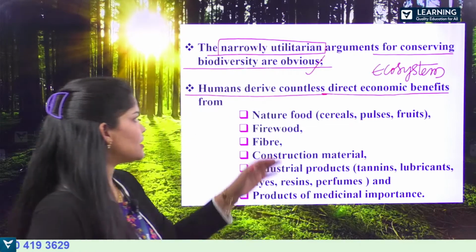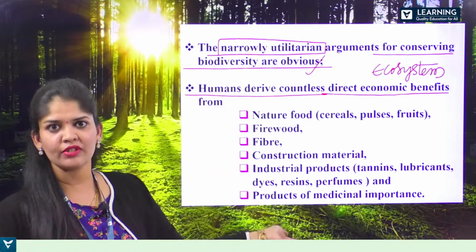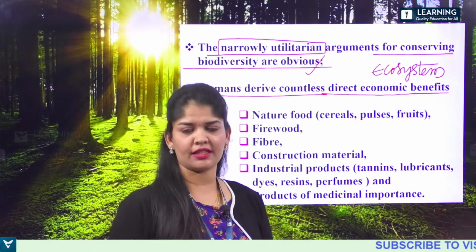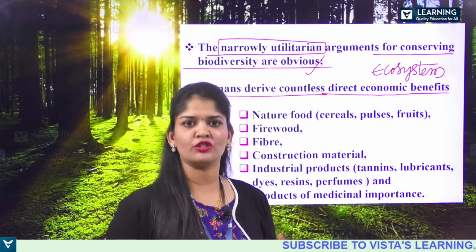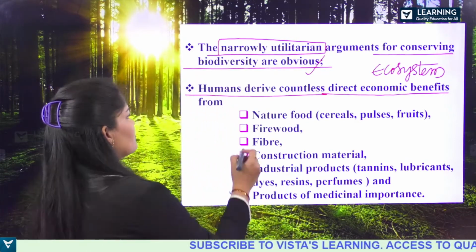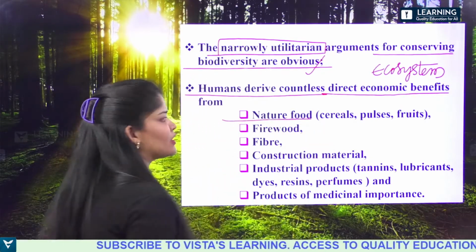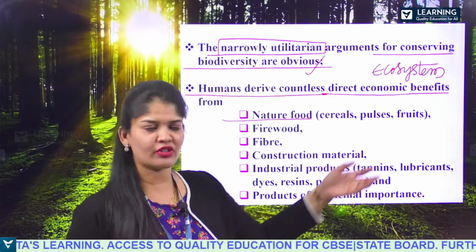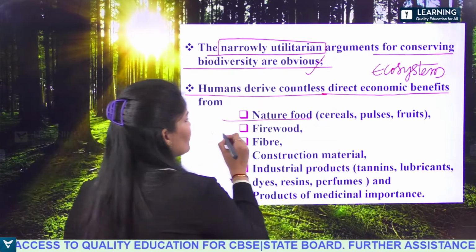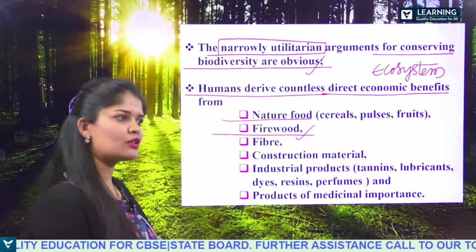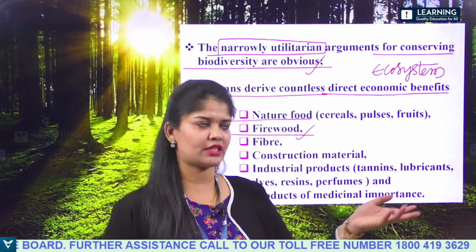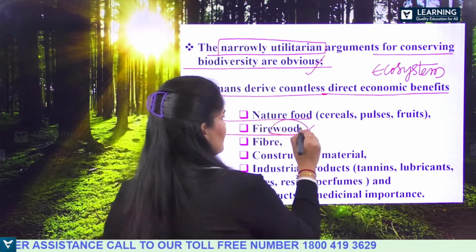Here is the list of services that we are getting from our Mother Earth, that is, nature, the ecosystem. We are getting natural food in the form of vegetables, fruits, dry fruits, pulses, and cereals. We are also getting firewood. We are cutting down the forests, cutting the trees present in the forest, and that wood is nothing but from forests, right?